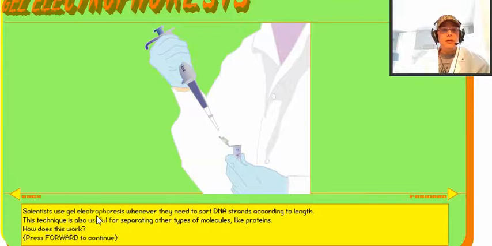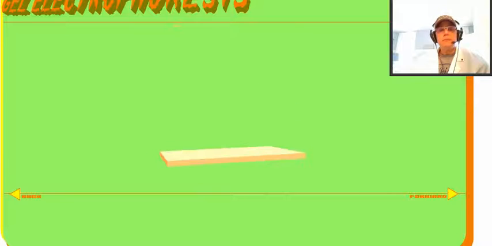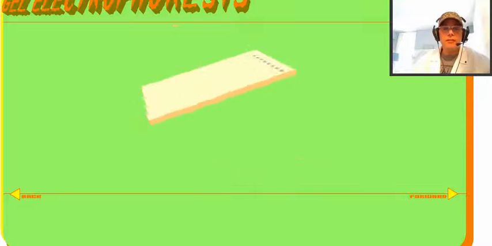Scientists use gel electrophoresis whenever they need to sort DNA strands according to length. This technique is also useful for separating other types of molecules, like proteins. How does this work? I love the sound effects.